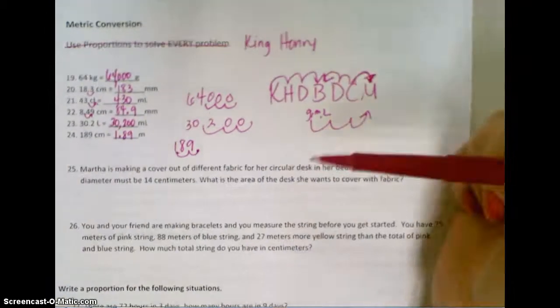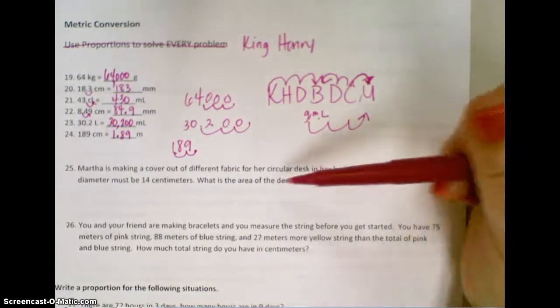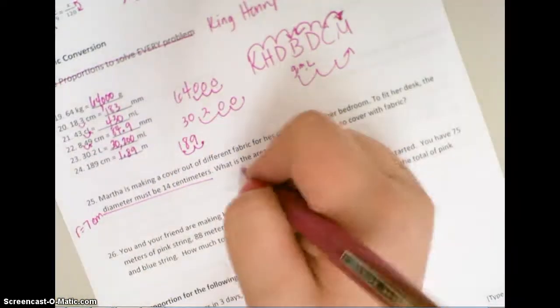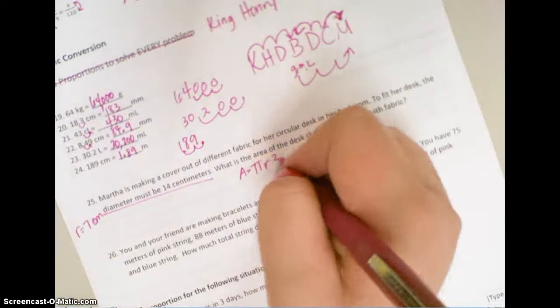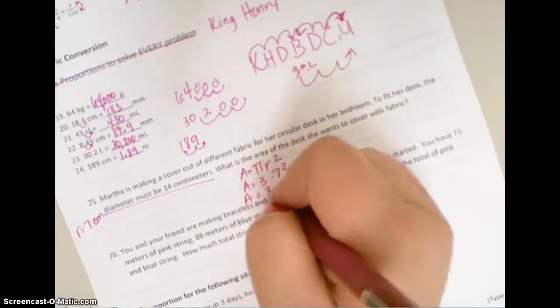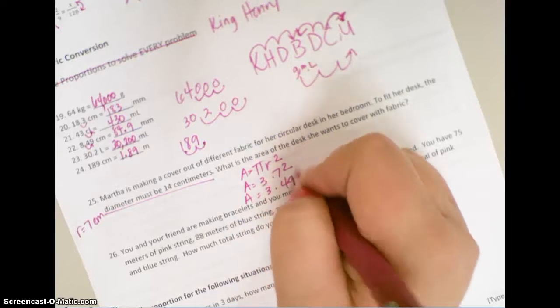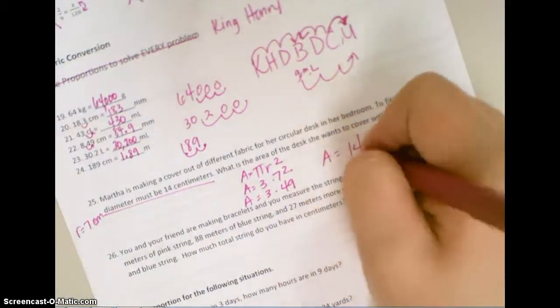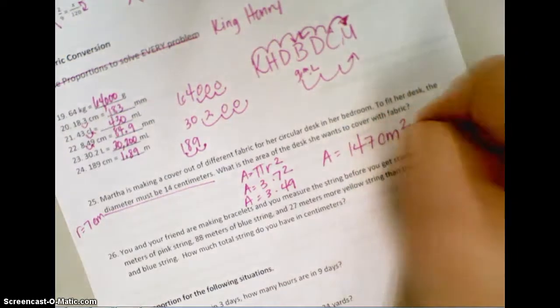Number 25, Martha is making a cover out of different fabric for her circular desk in her bedroom. To fit her desk, the diameter must be 14 centimeters. What is the area of the desk she wants to cover with the fabric? So if my diameter is 14, my radius is going to be 7 centimeters, and I need that to be able to solve for area. Area is equal to pi radius squared, so that's 3 times 7 squared. 3 times 7 squared would be 3 times 49. Remember, you have to square it first, following your order of operations. So the area is going to be 147 centimeters squared.